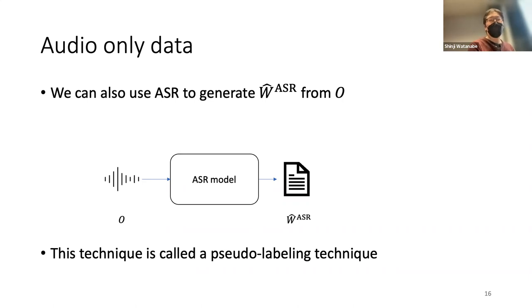However, recently this approach gained more attention because we have more accurate ASR systems, so that we can actually generate a lot of text data from the audio only data. By the way, this approach sometimes even improves the ASR performance compared with using the ground truth label.